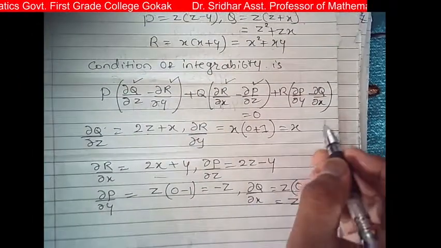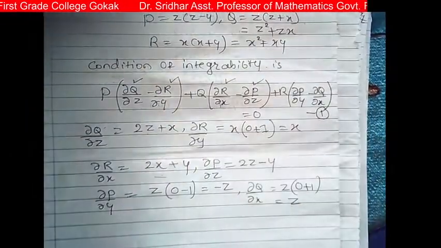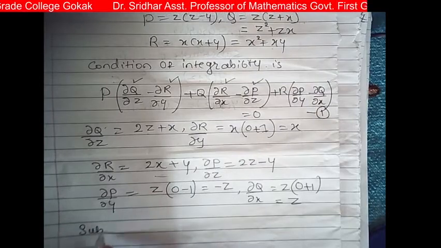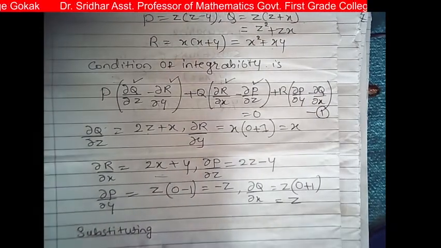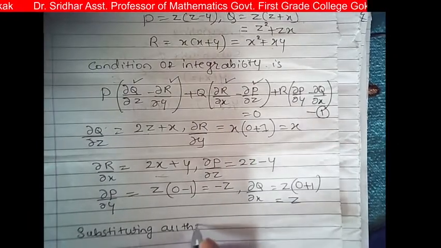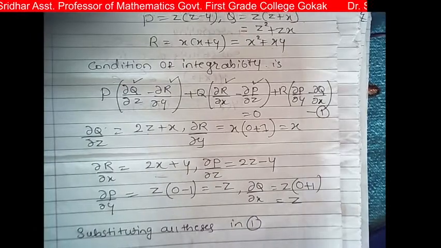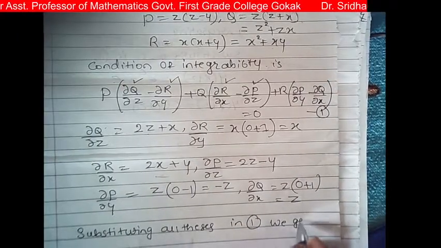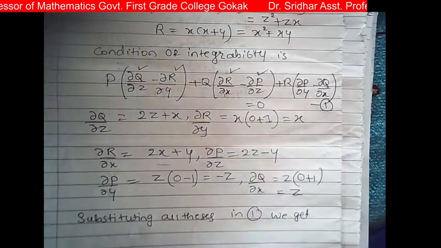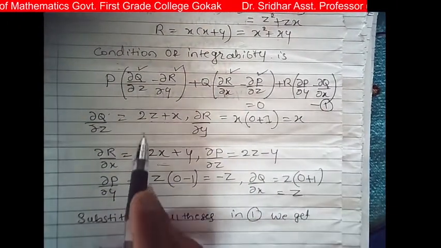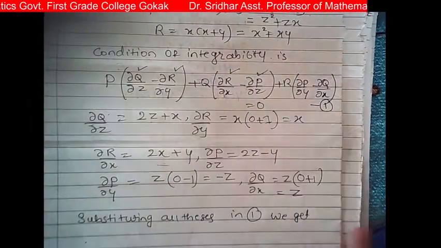Now call this equation as 1. This is equation 1. Substituting all these in 1, we get, so P means z into z minus y.